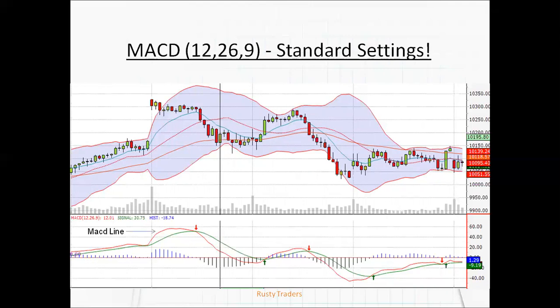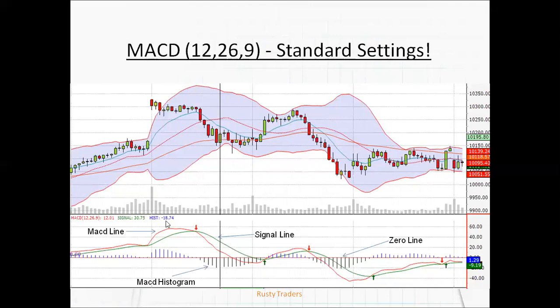As you see, this is the MACD indicator as a whole. This is the MACD line. The levels are mentioned here. The standard settings are mentioned here, 12, 26, 9. This is the MACD line level, which is 12.01. This is the signal line level, 30.5, which is in green in color. This is the zero line and the MACD histogram.